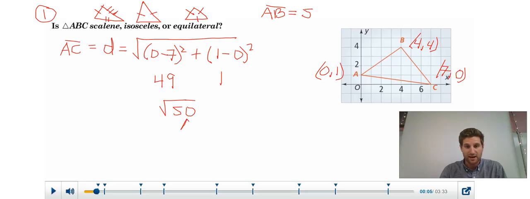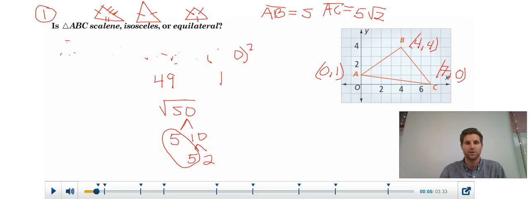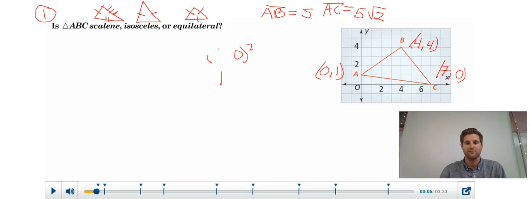We could break this down, I might as well real quick. 5 times 10, and then 5 times 2. So I can actually pull out the 5. This is just basically simplifying radicals. So we get 5 rad 2 equals AC. Alright, cool. So we know automatically that we can't have a quadrilateral anymore because all the sides are not congruent. 5 is not the same as 5 rad 2. Even if we left it as rad 50, it would be the same.